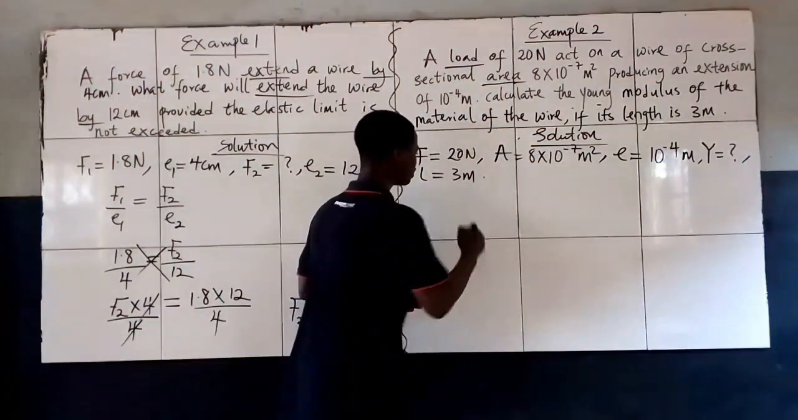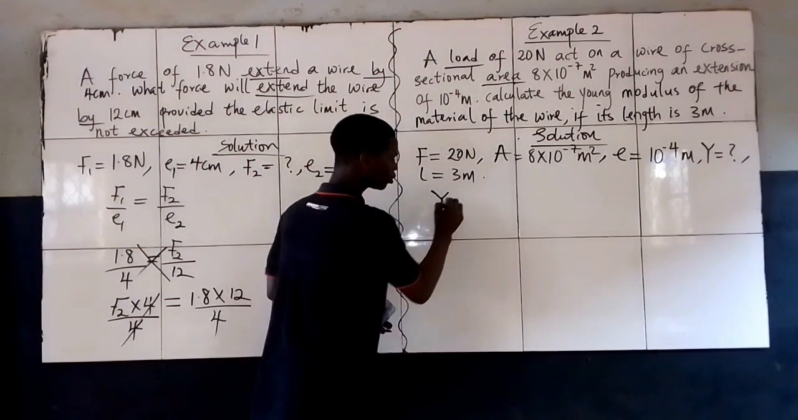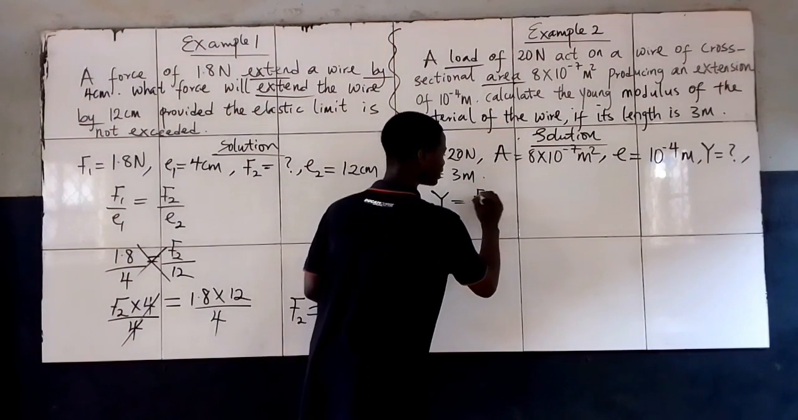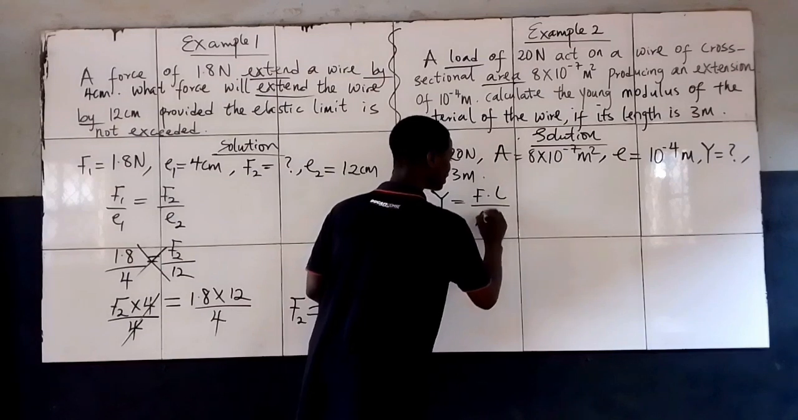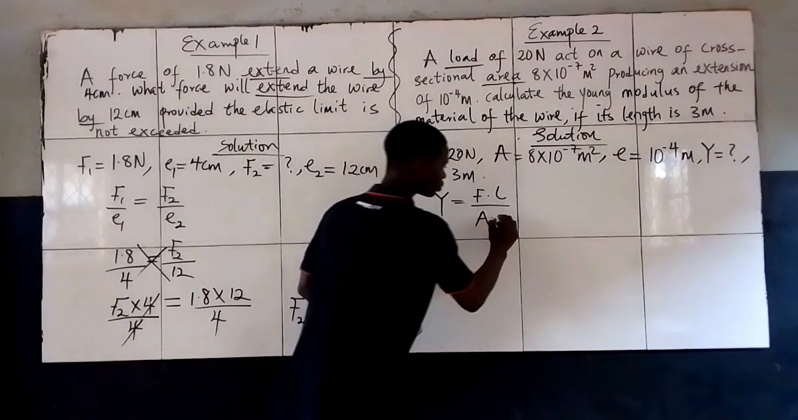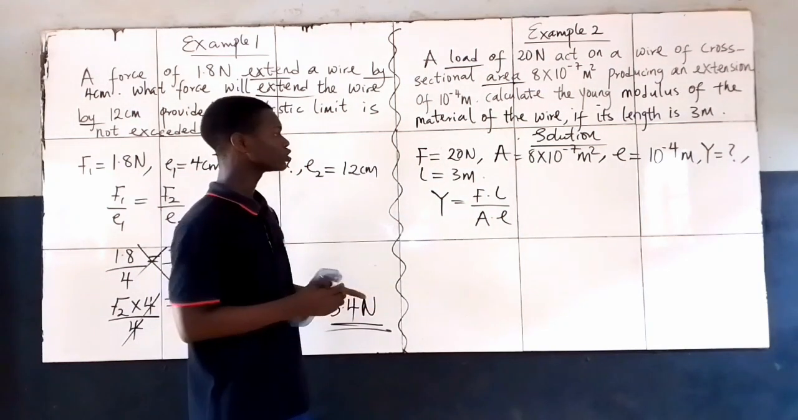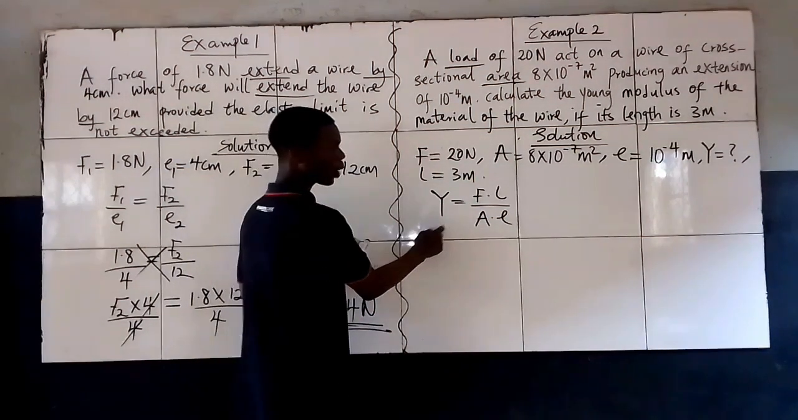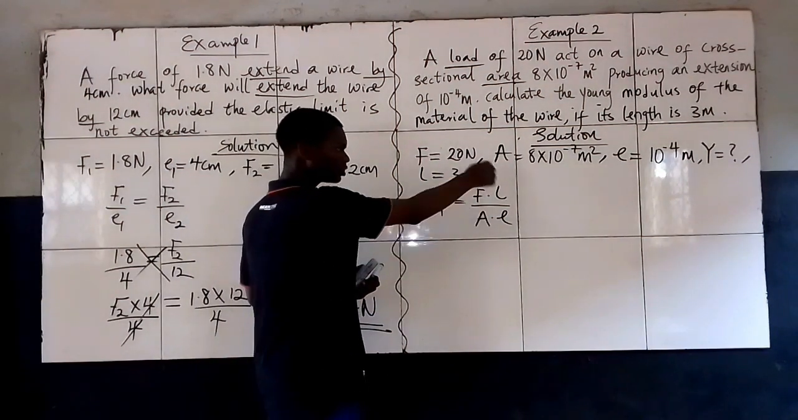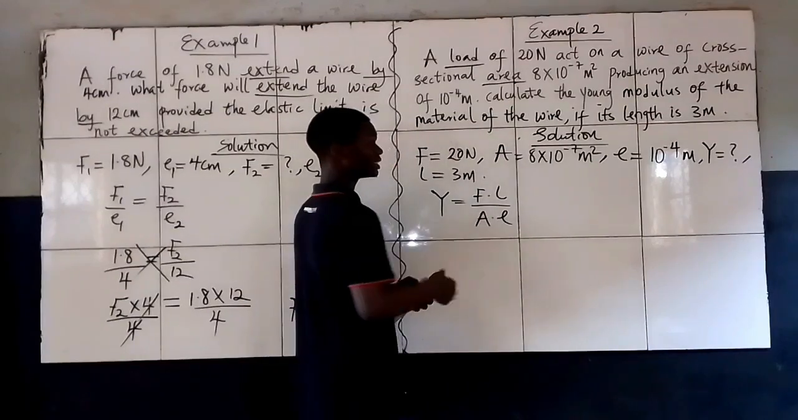The answer is the formula that states that Y equals force times length over area times extension. This is the right formula to use for this question. So what are we looking for? We are looking for Y. So let's simply input all that was given into this formula and see what our answer will be.